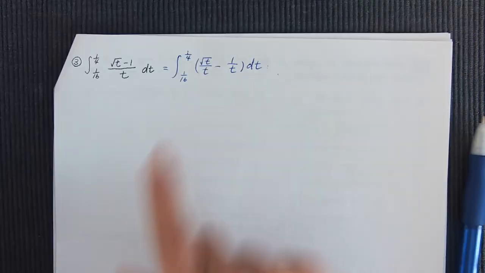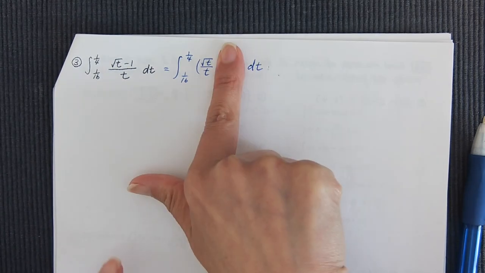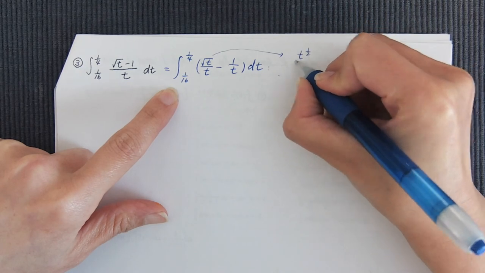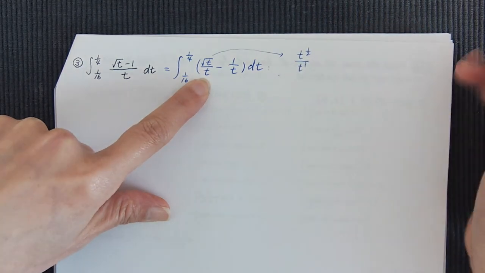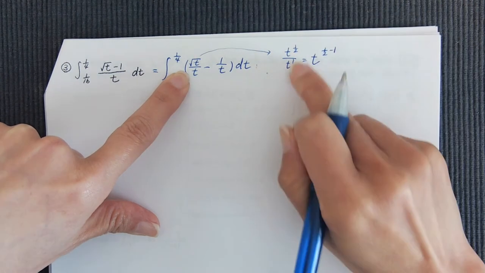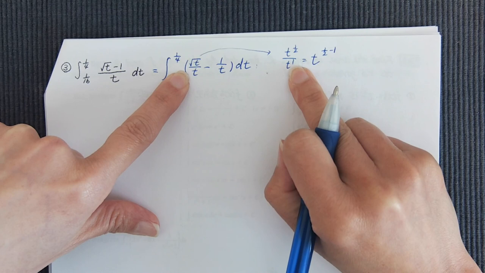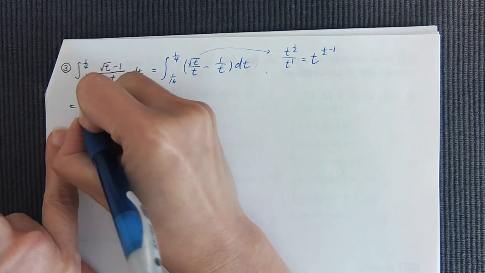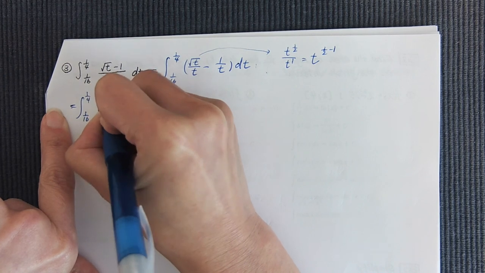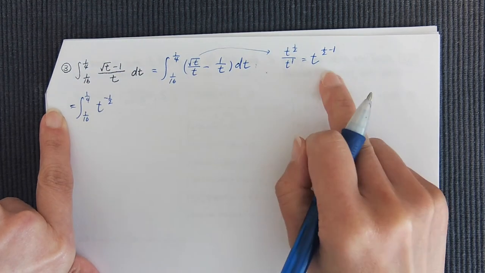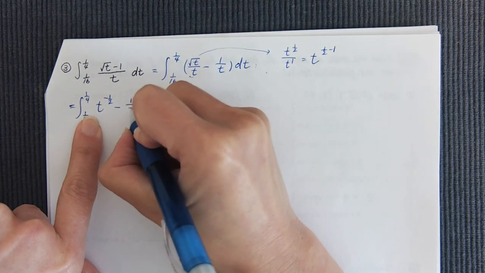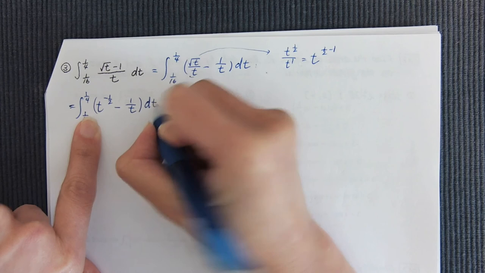What's the power? Think about what the power is here. This one is t to the 1/2, right? Then this is t to the 1 power, right? So what's the power here? t, 1/2 minus 1. You subtract the exponent: -1/2. So now, 1 over 16, 1 over 4, t to the negative 1/2. This part, I just take t to the negative 1/2, then minus 1 over t dt.